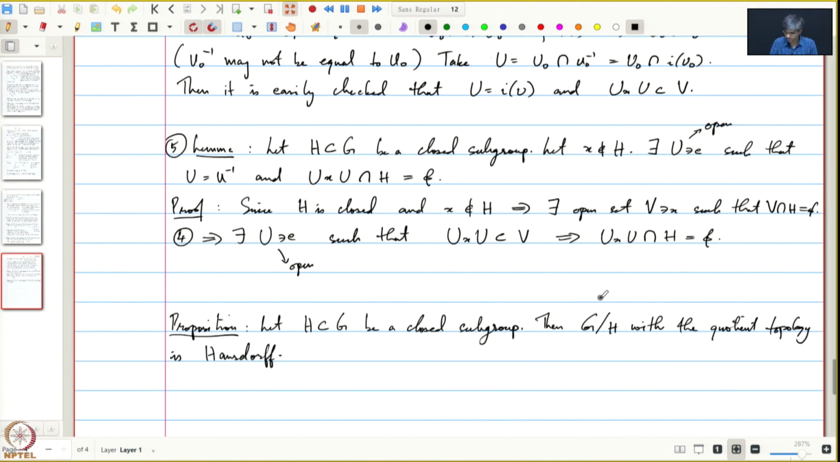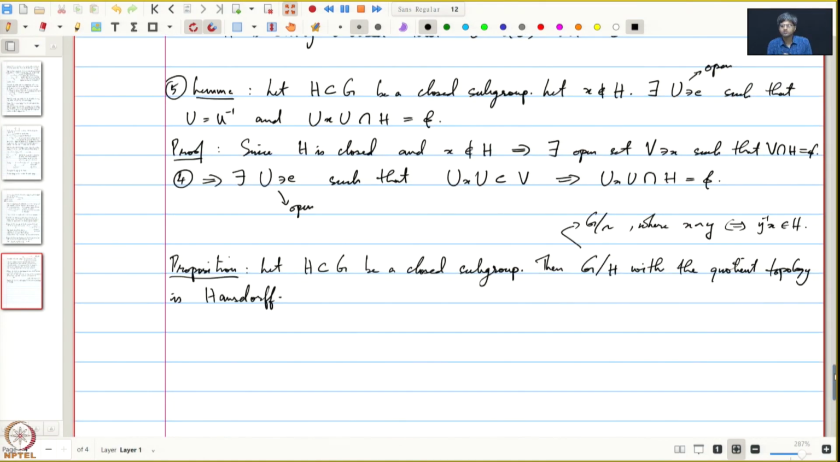Right. So let's recall that G mod H is equal to G mod equivalence, where x is equivalent to y. Every subgroup defines an equivalence relation: x is equivalent to y if and only if y inverse x belongs to H. So we have this equivalence relation on G, and G is a topological space, so we can look at G mod equivalence and give it the quotient topology. And our claim is that this space is Hausdorff. So let us prove this.